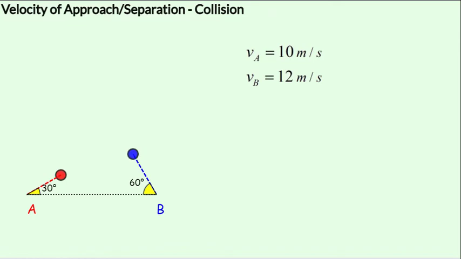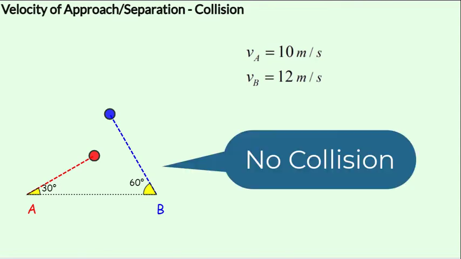A red ball A is projected with a velocity of 10 meters per second at an angle of 30 degrees on a tabletop. A blue ball B is simultaneously also projected, but with a velocity of 12 meters per second at an angle of 60 degrees. And from the animation, it is quite clear that they cross each other without any collision.